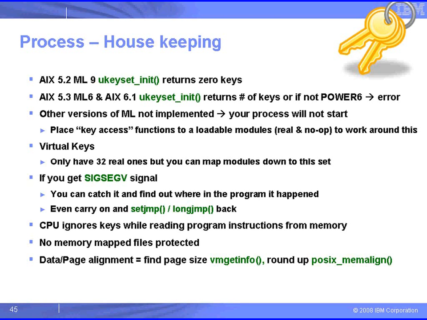This file has a number of things that you should be aware of before you start using these memory keys. If you're running the older AIX 5.2 maintenance level, then you will just get a return of no keys. If you're using an older version of AIX, then you'll find that the memory keys library is not available, so you can't start your program. If you're using AIX 5.3, maintenance level 6 or above, then you'll be returned the number of keys available to you, but if you're not on a Power 6 machine, which is mandatory, then you'll get an error returned. If you're on older versions of AIX, you could put your key access functions into a loadable module and then decide whether to load that module at runtime.